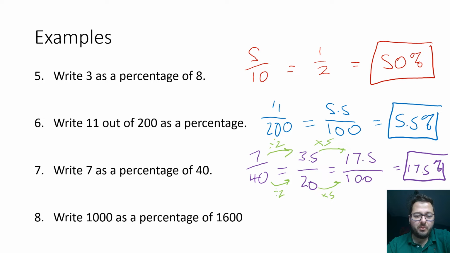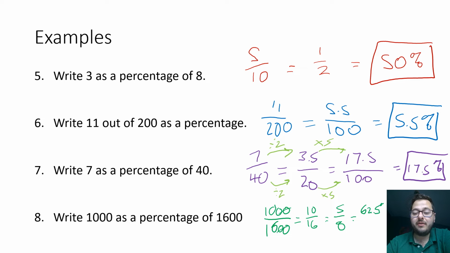Alright, and then finally, we want to write 1,000 as a percentage of 1,600. So we want 1,000 over 1,600. There's a little bit going on here, so let's simplify this. We can definitely divide the top and bottom by 100, getting rid of those two zeros. So that's going to be 10 over 16. Then we can halve the top and bottom, and that gives us 5 over 8. Now we know that 1 over 8 is 12.5%. So 5 over 8, if you times it by 5, you're going to get 62.5%.